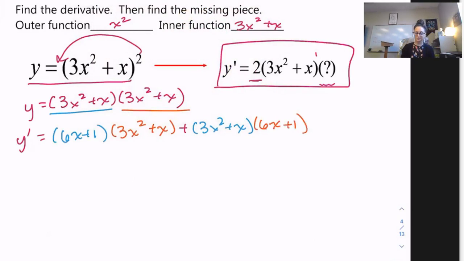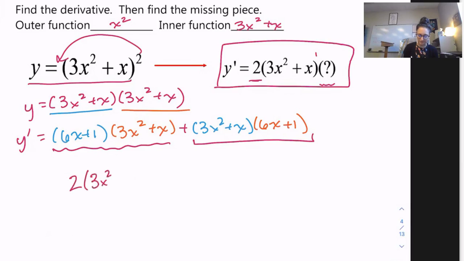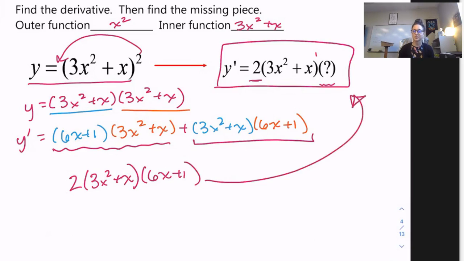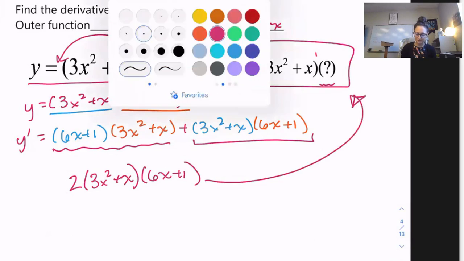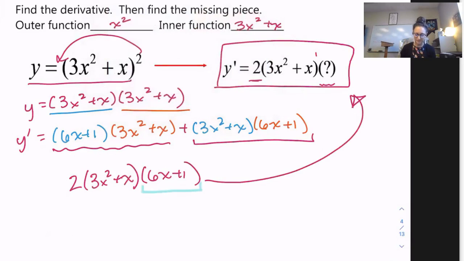Okay, so do we agree that these two terms made by product rule, this one and this one, are the same? Good, so we've got two of those, right? We've got 2, and I'm going to write 3x squared plus x, and then times 6x plus 1. Well, how does this compare with our prediction over here? What was the question mark? Well, the question mark is this piece here. And where does that piece come from?